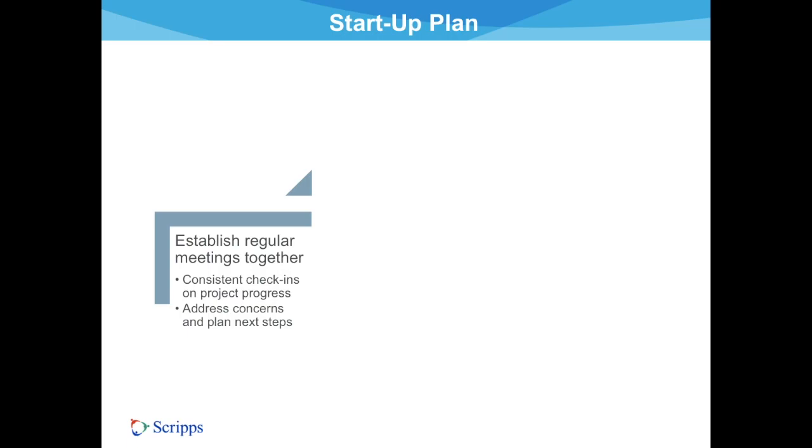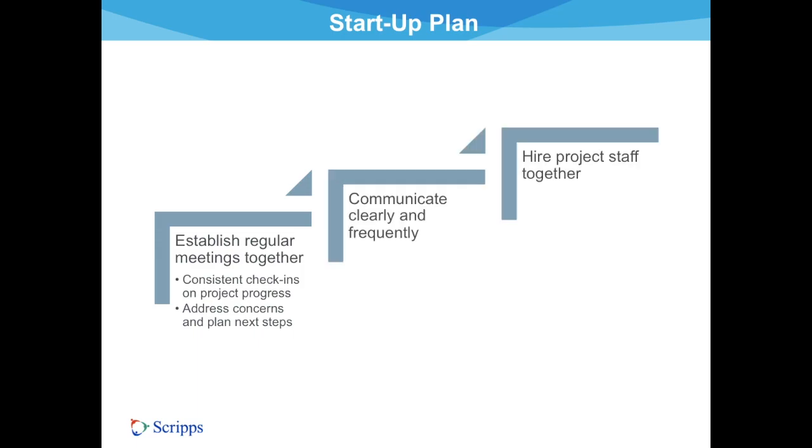The team should establish regular meetings as needed and make sure all parties agree to the schedule. Regular meetings will establish consistent check-ins on project progress, address concerns, and plan next steps. Communicating clearly and frequently during this phase is important. Hiring of staff for the project should be made jointly. Even though project staff will be employees of the organization or the community partner, efforts should be made to gather feedback about potential hires from the partnering organization.